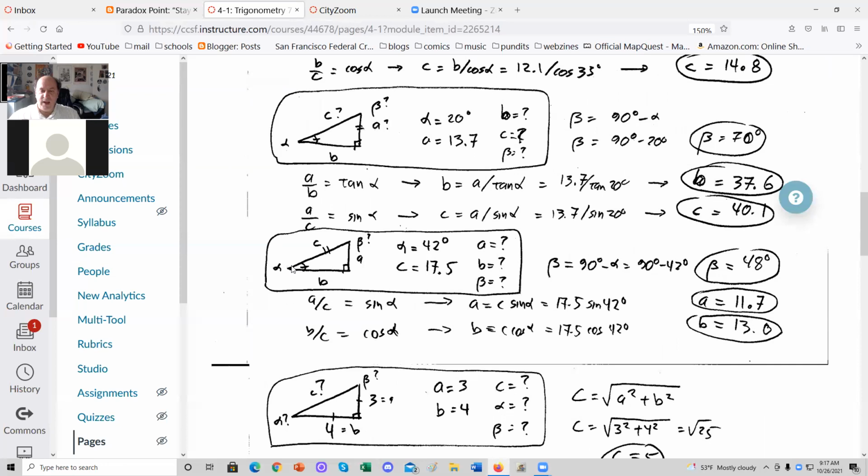Here we're given the angle alpha, and we're given the side C. So angle and hypotenuse. What's A, B, and beta? Well, as usual, beta is easy. 90 degrees minus 42 degrees, 48 degrees.